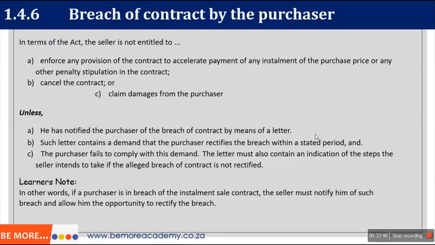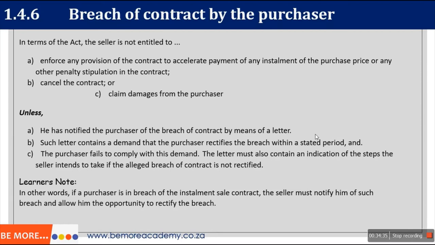In terms of the Act, the seller is not entitled to enforce any provision of the contract, accelerate payment of any installment of the purchase price, or enforce any penalty stipulation in the contract. However, I've signed a few contracts, and if we make it clear on the payment, an X amount or whatever the amount is that is owed to the bond, that amount can be paid over into the bond. Unless he claims any damages from the purchaser, unless he has notified the purchaser of the breach of contract by means of a letter. Such letter contains a demand that the purchaser rectifies the breach within a stated period and the purchaser fails to comply with this demand.